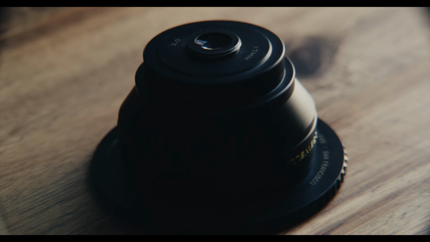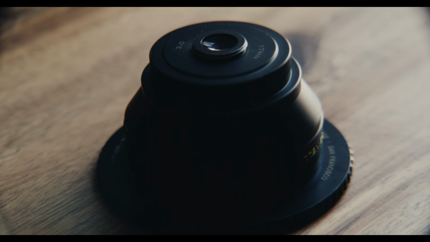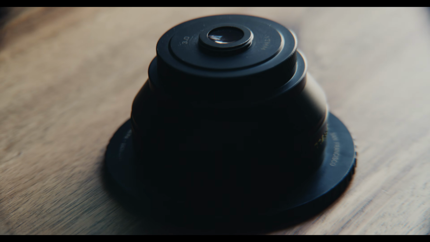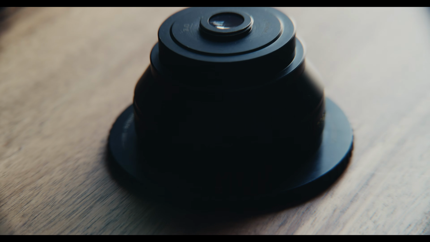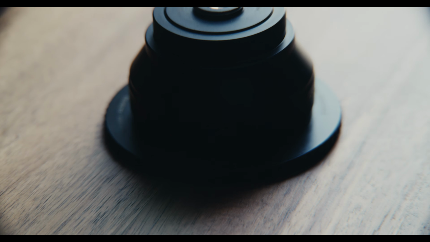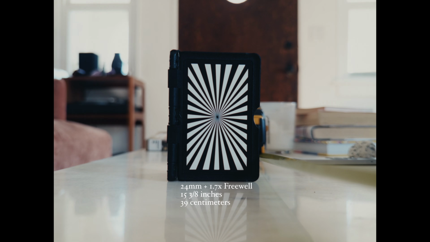But what you're going to notice with using this Freewell 1.7x, that's also magnifying and extending the native minimum focus of the 24mm lens. So what was 7.5 inches has been magnified and increased. 1.7x telephoto is 1 foot 3 inches 3/8. Not the worst thing in the world, but it does mean that we took one step forward, one step back, in how close we can get to our subject.